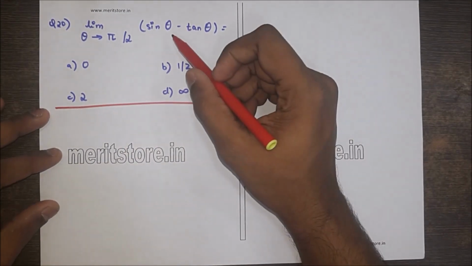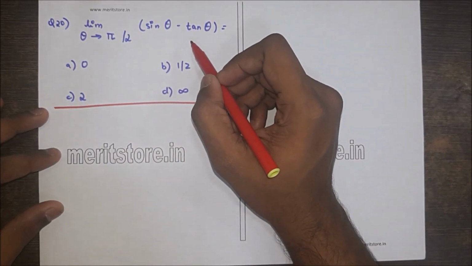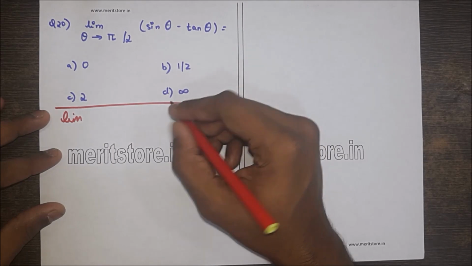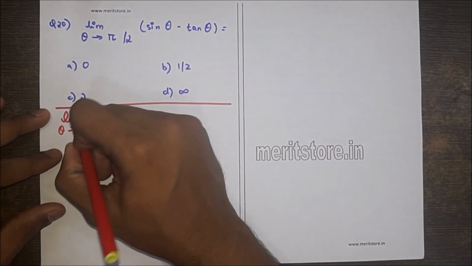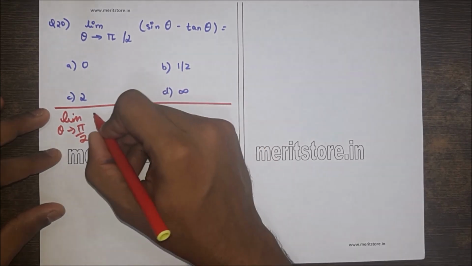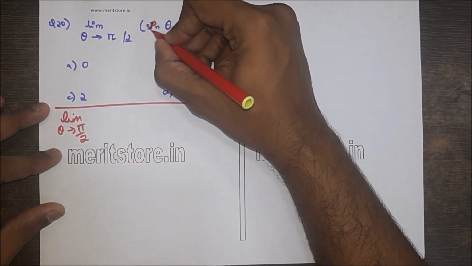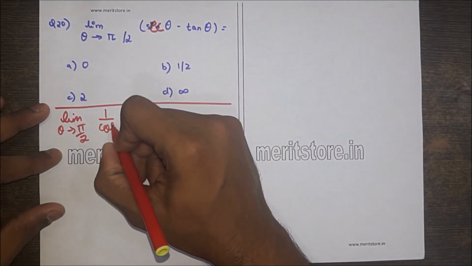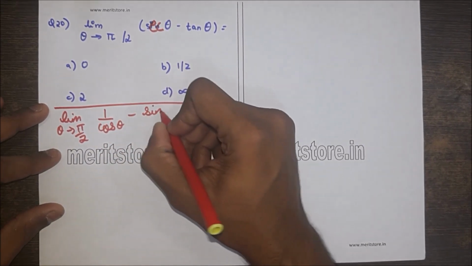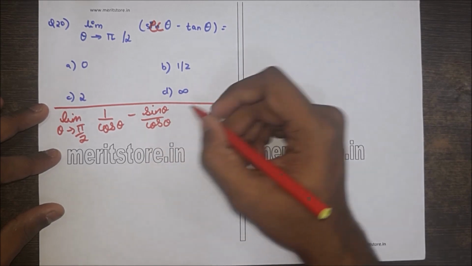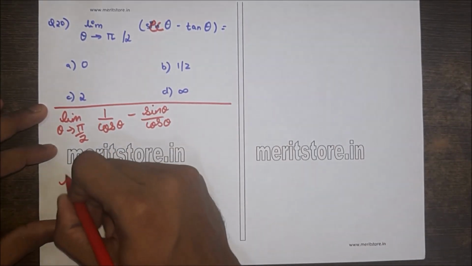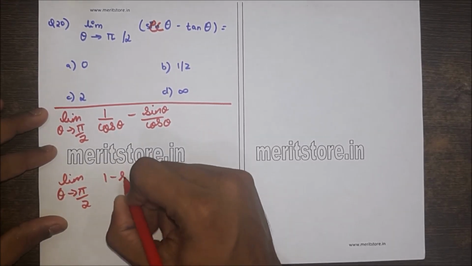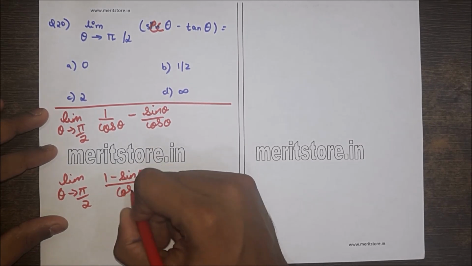What we first do is we write tan in terms of sine and cos, giving us limit theta tends to pi by 2. There is a correction here. It is sec theta, not sine theta, giving us 1 by cos theta minus sine theta by cos theta. Now we merge these terms, giving us theta tends to pi by 2, 1 minus sine theta upon cos theta.